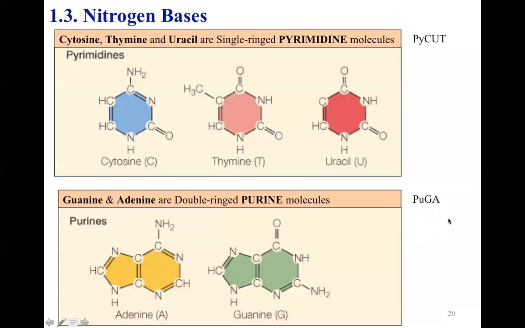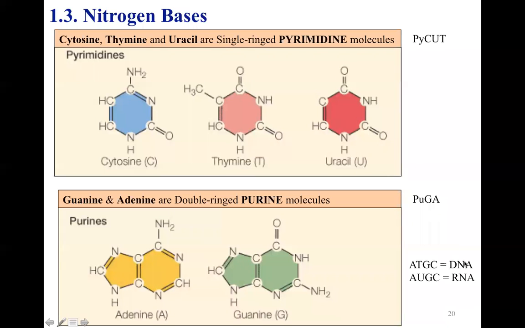These purines can be remembered by the simple acronym PUGA. Pu means purine, G means guanine, and A means adenine. These things are not available in the textbook. It is not a universal code. I have just given it to help you remember.